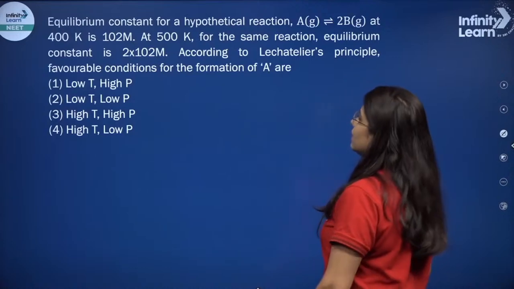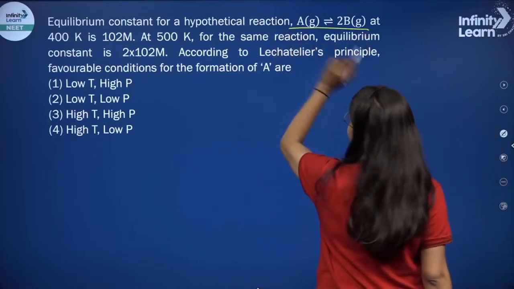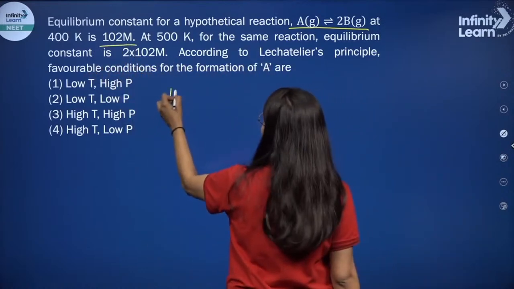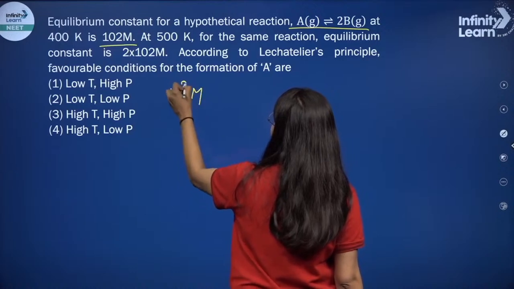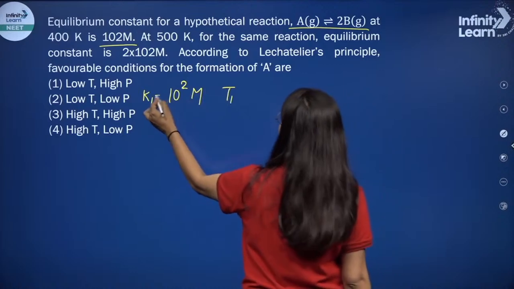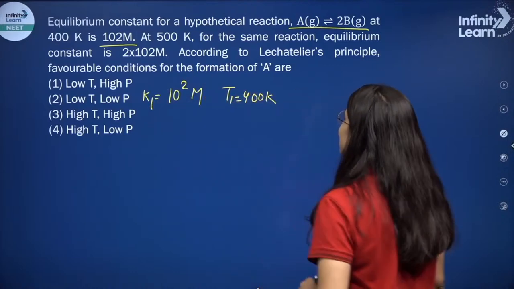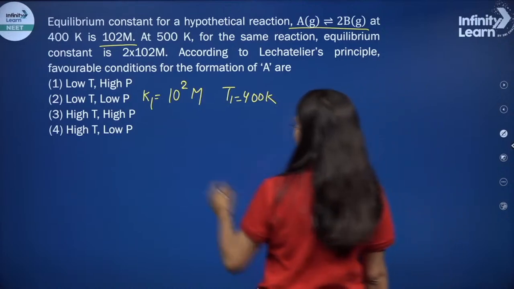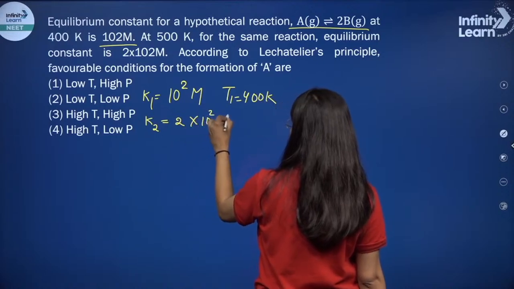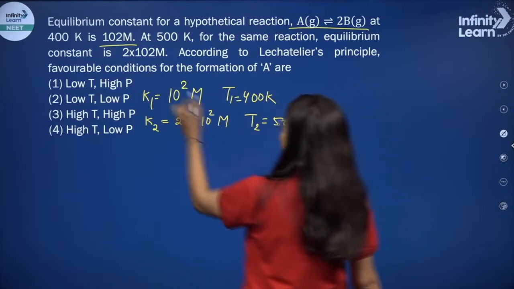ठीक है ओके. इक्विलिब्रियम कांस्टेंट फॉर अ हाइपोथेटिकल रिएक्शन ए गिव्स टू बी एट 400 केल्विन इज दिस, ऐसा होगा 10^2 मोलर राइट. सो K1 इज गिवन टू अस एट टेम्परेचर 400 Kelvin. Now next, at 500 Kelvin for the same reaction equilibrium constant is this. So K2 is 2×10^2 M and T2 is 500 Kelvin. Right? There is some printing error. It has to be A.